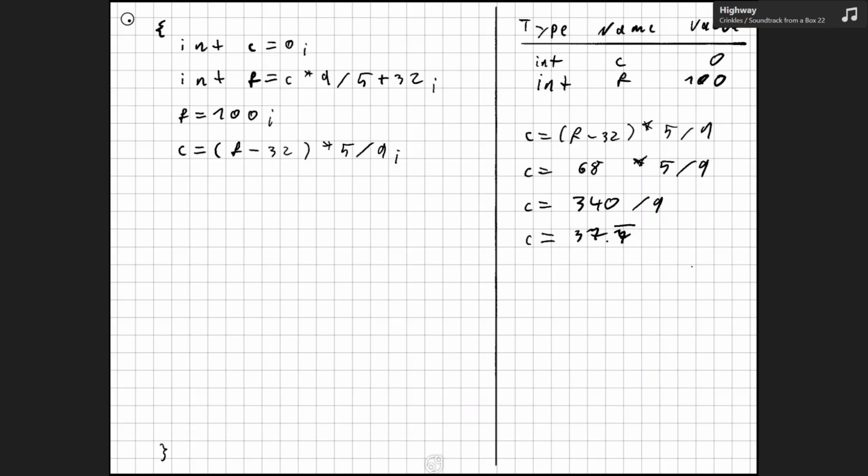Okay. There's an issue here. This is the correct result, I think. It should be. It looks correct. But we're using integer numbers here. We're working with integer numbers. It could be 37, just fine. It could be 38, just fine. It can't be anything in between. This 0.7 doesn't fit in our integer.